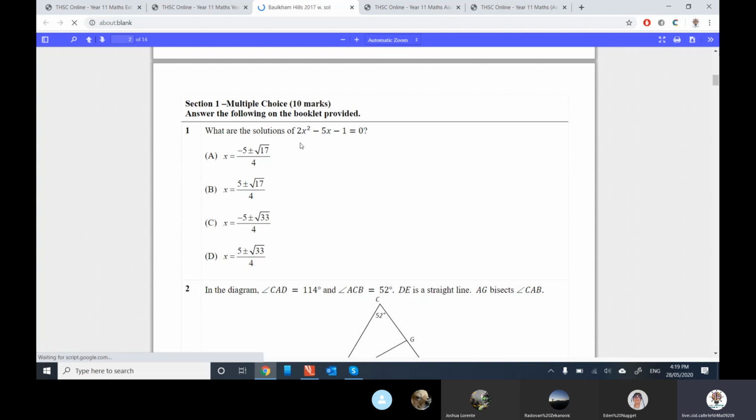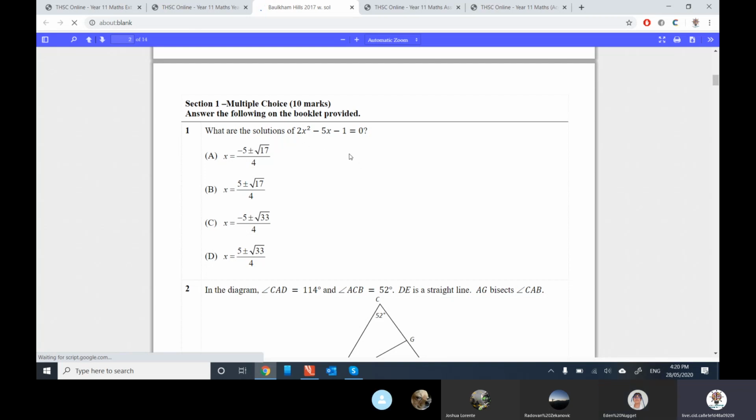So, what are the solutions of 2x squared take away 5x take away 1 equals 0? What do we do? Complete the square, you reckon? I don't think so. I think quadratic would have been great. Yep, quadratic formula. So let's go.